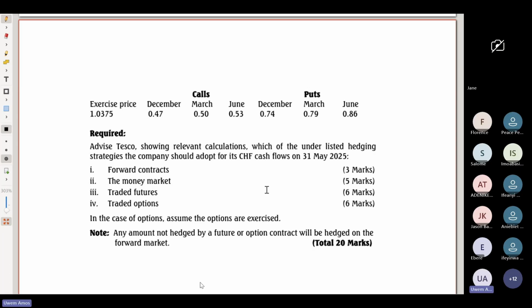Which of the underlisted hedging strategies the company should adopt for its CHF or Swiss franc cash flows on 31st May 2025? Forward contracts, money market, traded futures, and traded options. In the case of options, assume the options are exercised. Any amount not hedged by a future or option contract will be hedged on the forward market.